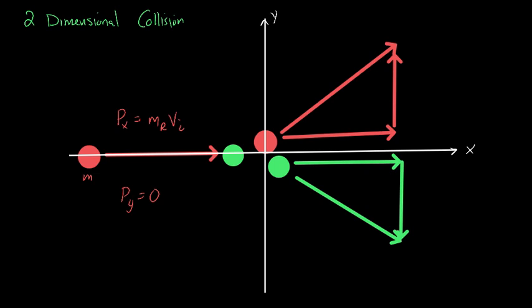I'm not saying this is easy, because this could be angle theta, this could be angle phi. This will be p red ball sine theta, and this will be p green ball sine phi. But they'll have to be equal and opposite. They will have to add up to be 0. And of course, this is going to be p red ball cosine theta, and this is going to be p green ball cosine phi. These 2 have to add up to be whatever the original momentum is.